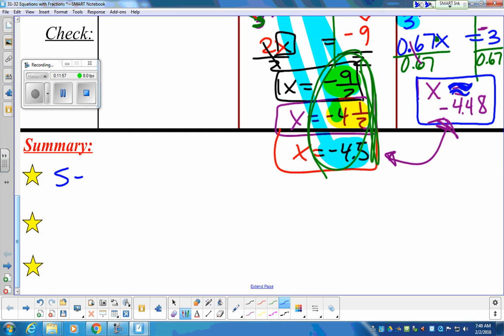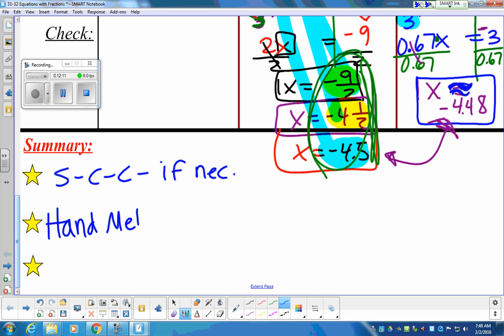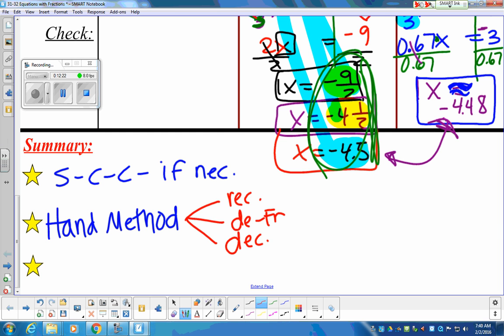First of all, you should stop, chop, chop if necessary. Hand method kicks in. You have 3 choices. You can go reciprocal if you want, you can go fraction busters if you want, or you can go decimal. Go ahead and write those down. So you have 3 choices. I don't care which method. You pick the method. If you need to watch the video again, go ahead and watch the video again.